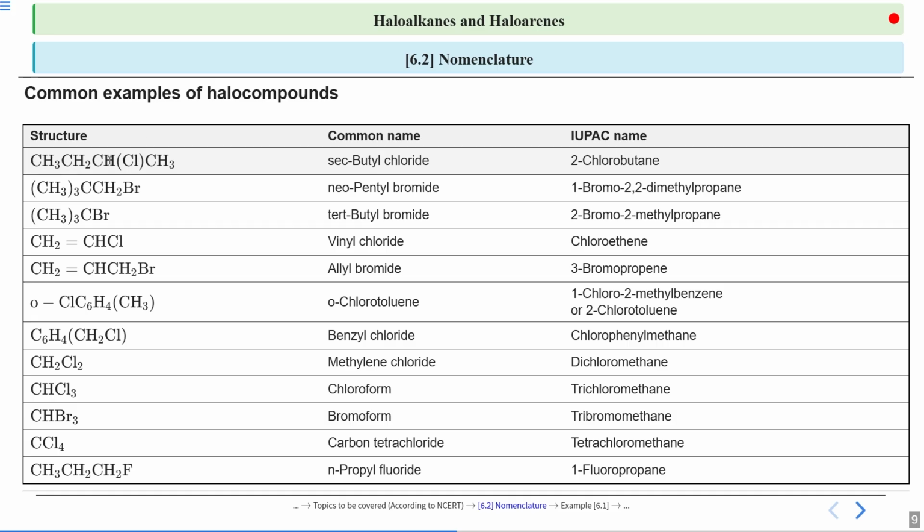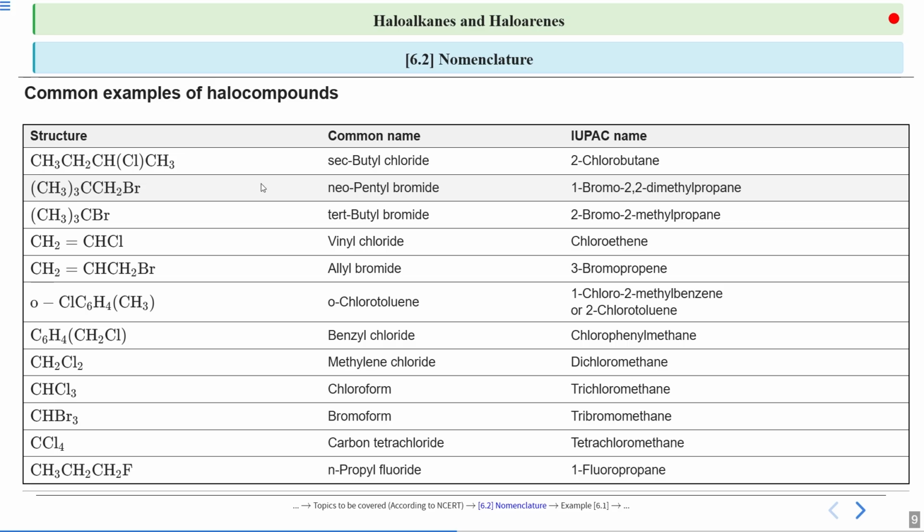You can see in the structure, if you do the numbering, at the second position you have chlorine, so it is a secondary butyl chloride. Butyl means 4 carbons are there, and chloride because chlorine is the halogen present at the second position. The IUPAC name will be 2-chlorobutane. Also, the chlorine is present on the carbon which is attached to 2 other carbons, so that's why we write the prefix sec, secondary, butyl chloride.